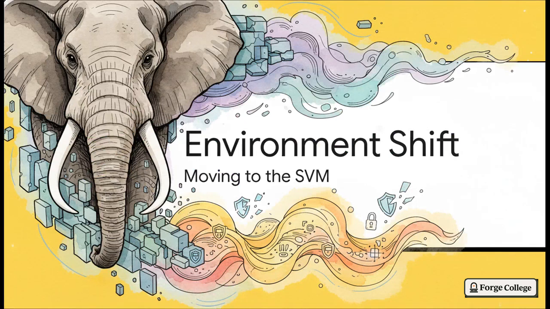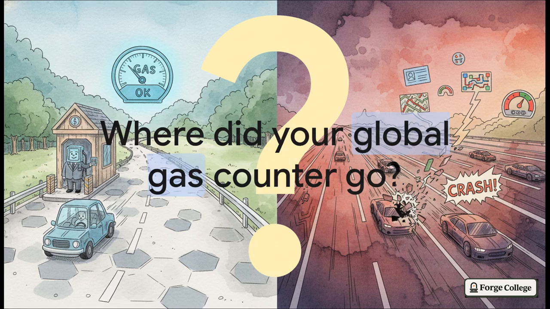All right, part 1, the execution environment shift. Let's talk about moving over to the SVM. Let's just address the elephant in the room right off the bat, okay? Moving from the EVM to the SVM can cause a serious bit of culture shock. A lot of the core assumptions you've relied on to keep your smart contracts safe, yeah, they're going to vanish into thin air. To put it bluntly, where did your global gas counter go?